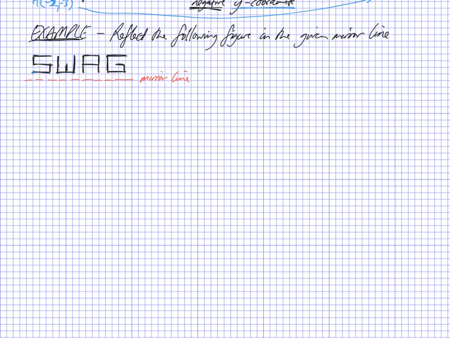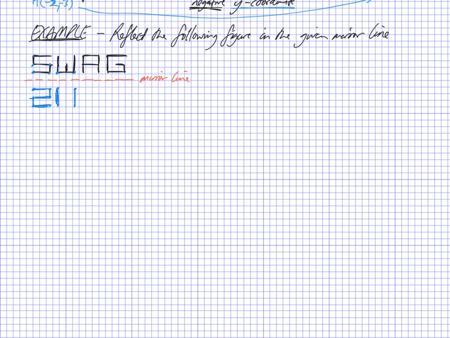So I'll start with this part of the S in swag. It's going to be 1 away from the mirror line on the opposite side. This point, 1 away from the mirror line on the opposite side. This is 2 away from the mirror line on the opposite side. 2 away on the opposite side. 3 away. 3 away. So complete the lines. Looks like a Z, but that's a reflection of the S. Same here. 1 away, 1 away. 3 away, 3 away. That makes it easy to complete the W.